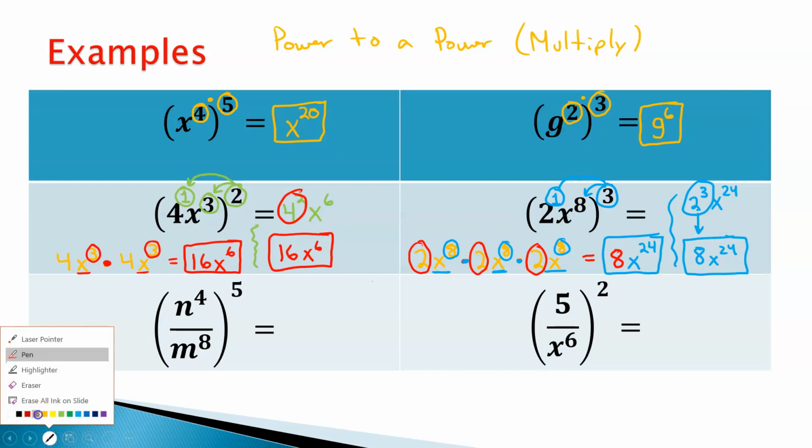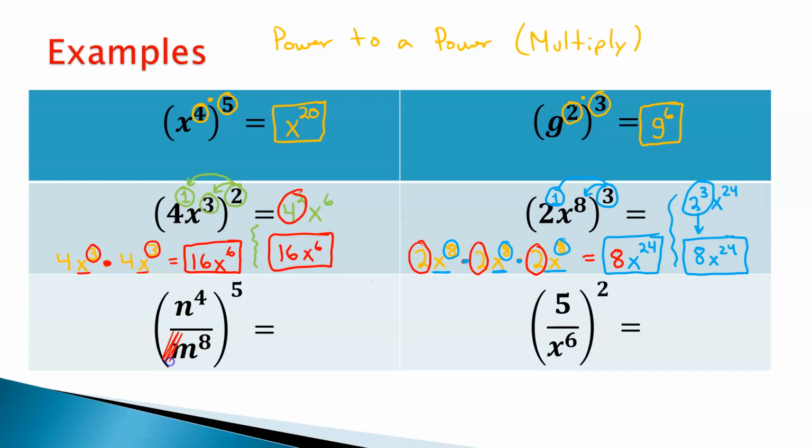All right. For the bottom ones down here, it looks like we have fractions. So don't get overwhelmed. Again, take a look at this piece by piece. I would ignore the denominator for a minute. Imagine that was never there. Doesn't this look exactly like problem number 1, except I have an n instead of an x? But it's the exact same problem. What do we do when we have a power to a power? We multiply those. So we would get n to the 20th power up above in our numerator.